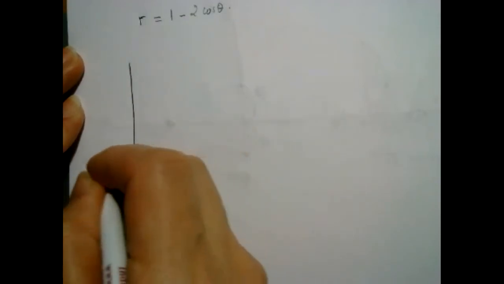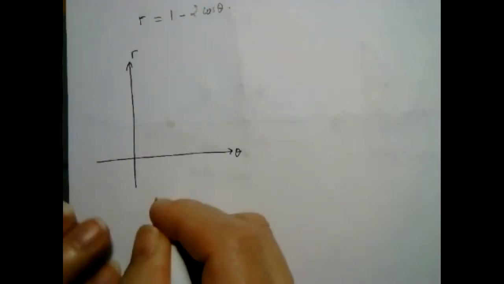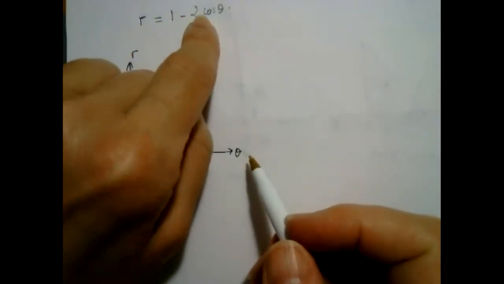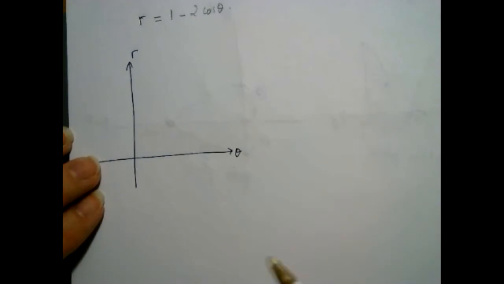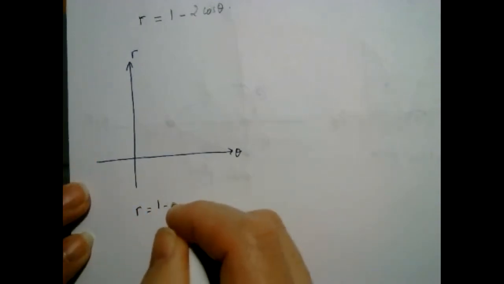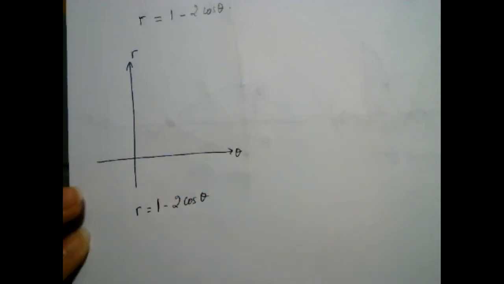So here I am in the regular Cartesian coordinates. That's theta, and that's the R. And I'm sketching, so in this case, it's like sketching y equals 1 minus 2 cosine x. That's the way I want you to think about it. So here I'm sketching 1 minus 2 cosine theta. All right, let's remember how the graph looks.